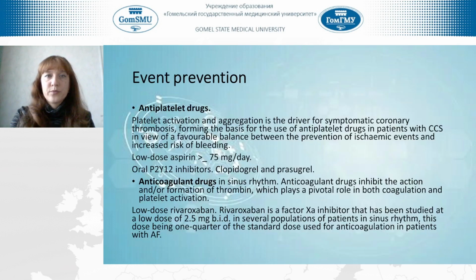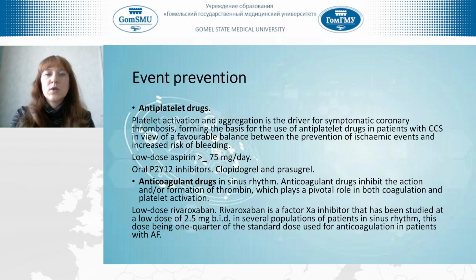channel blockers. Event prevention. Antiplatelet drugs. Platelet activation and aggregation in the trial for symptomatic coronary thrombosis form the basis for the use of antiplatelet drugs in a patient with coronary disease, in view of a favorable balance between the prevention of ischemic events and increased risk of bleeding. Low dose of aspirin 75 mg per day. Oral P2Y12 inhibitors such as clopidogrel and prasugrel.